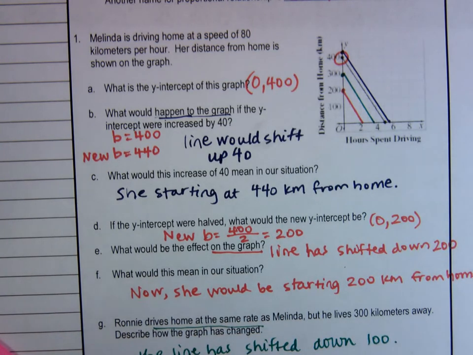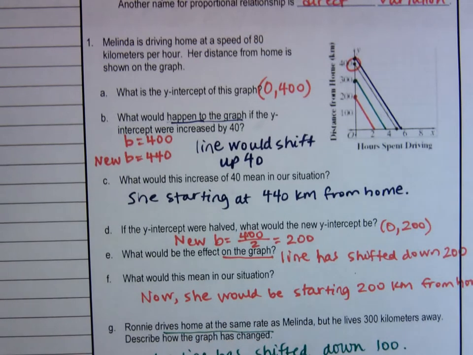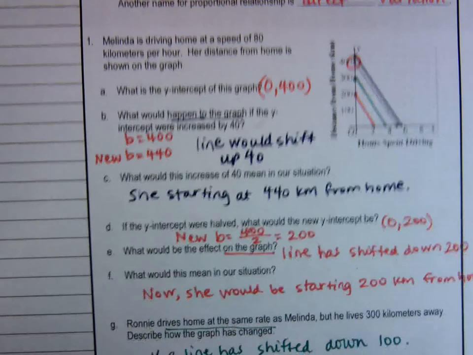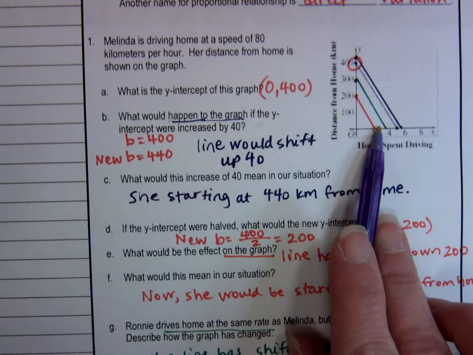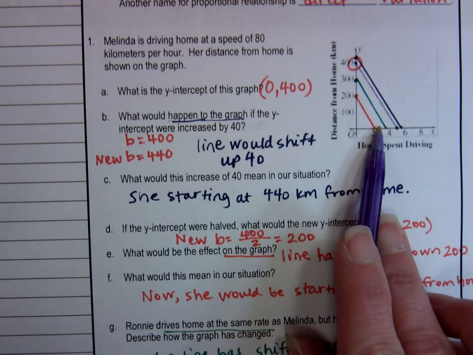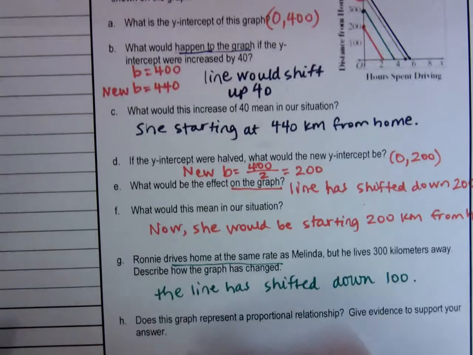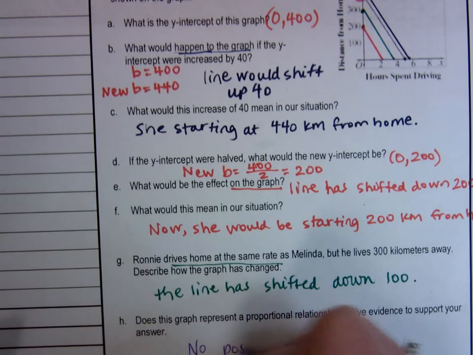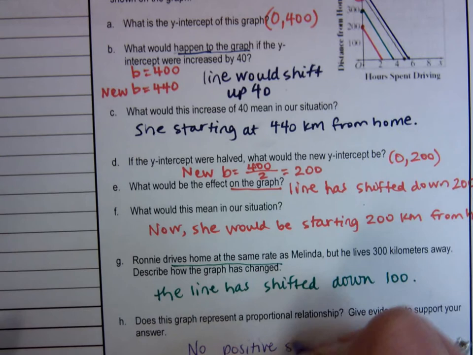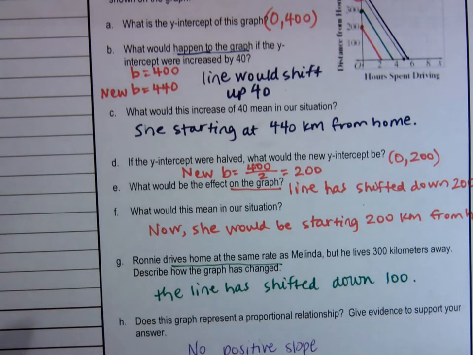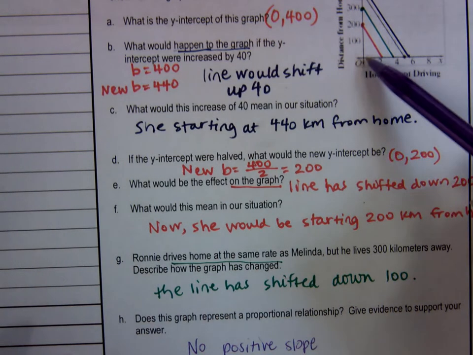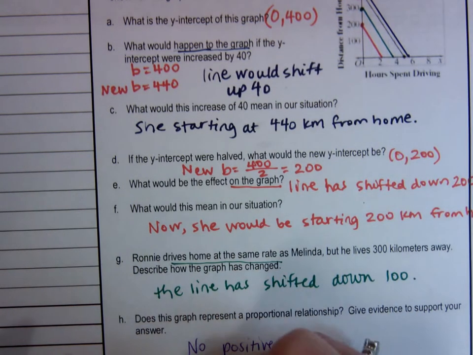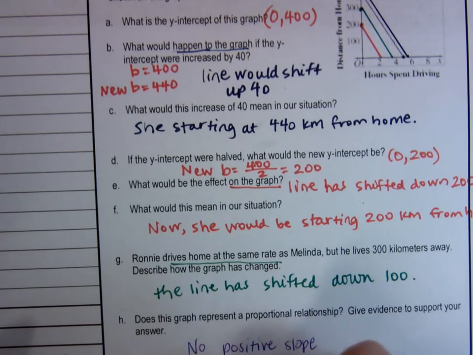All right, letter H says, does this graph represent a proportional relationship and give evidence to support your answer? Well, remember, a proportional relationship says that we need a positive slope. Does this line represent a positive slope? Nope. So it's no positive slope. Also, a proportional relationship says that it has to go through the origin. Is this one going through the origin? Nope. Not going through the origin.